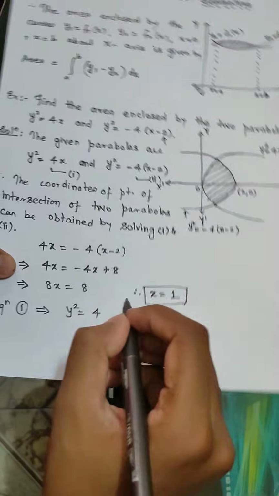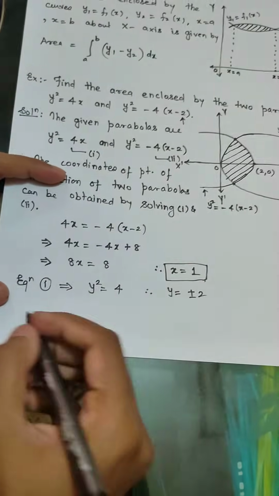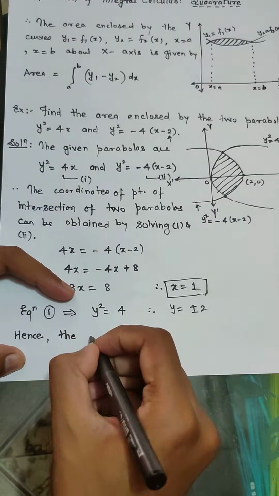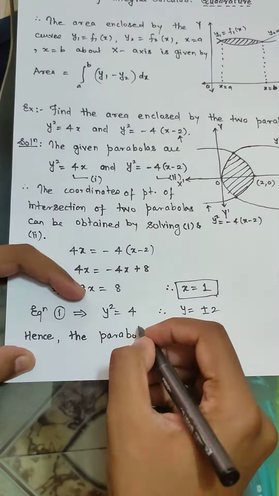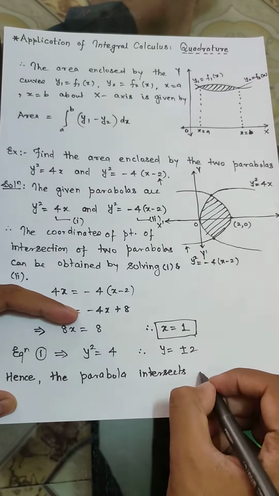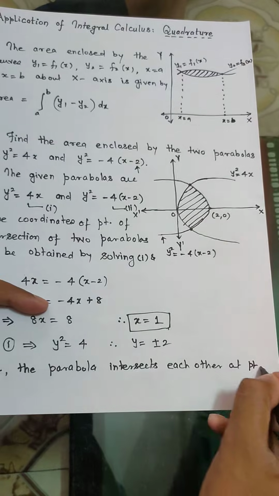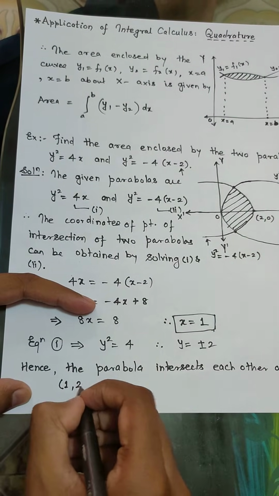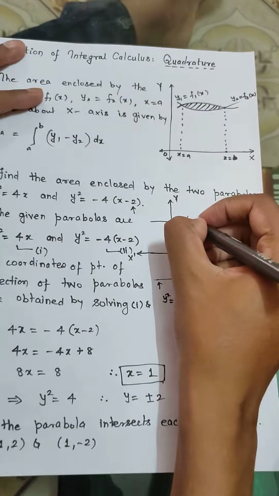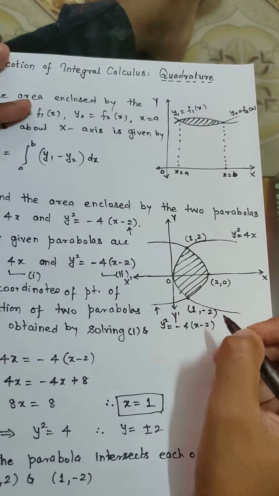y square is equal to 4. Therefore y is equal to plus minus 2. So once you get this, what can you conclude? You can conclude, hence, the parabolas intersect each other at points (1, 2) and (1, minus 2). So the points of intersection of these two parabolas are (1, 2) and (1, minus 2).